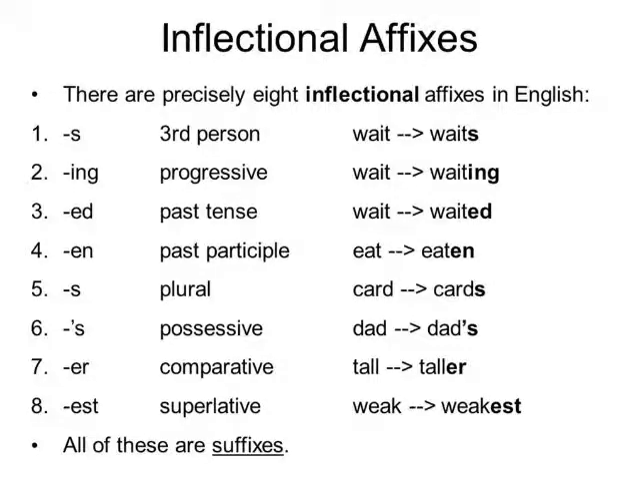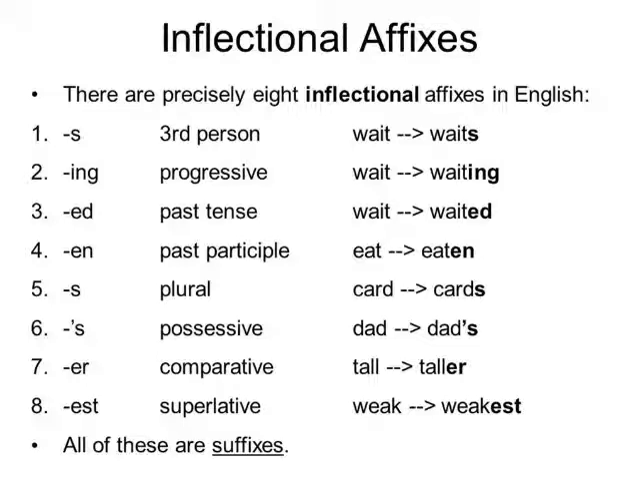You can see now at a glance all the inflectional affixes which are still constant in English literature and linguistics. There are 8 of them. First one is -s, which is used for third person singular number. Second one is -ing, used for progressive or participle. -ed, used for past tenses. -en for past participle. -s for plurals. Apostrophe s for possessive cases. -er for comparative markers, and -est for superlative degrees.